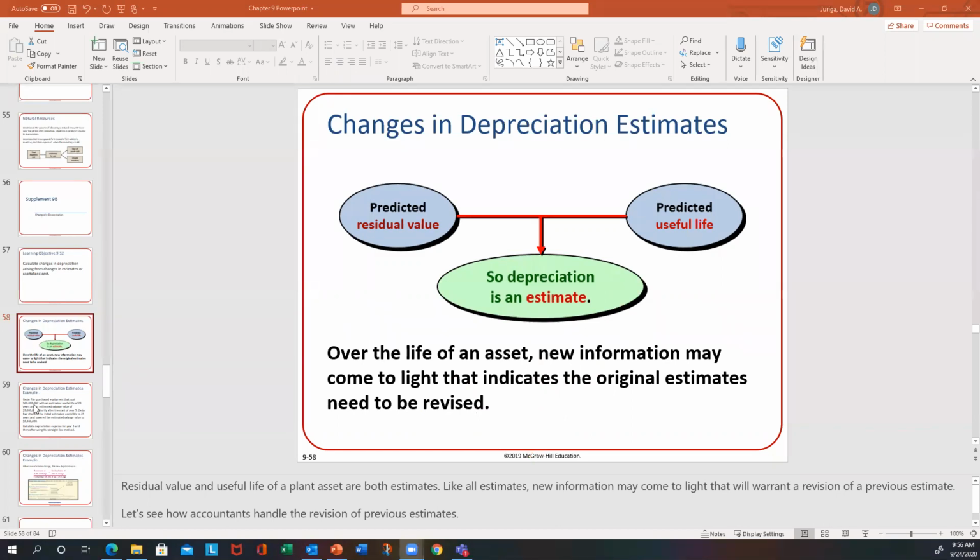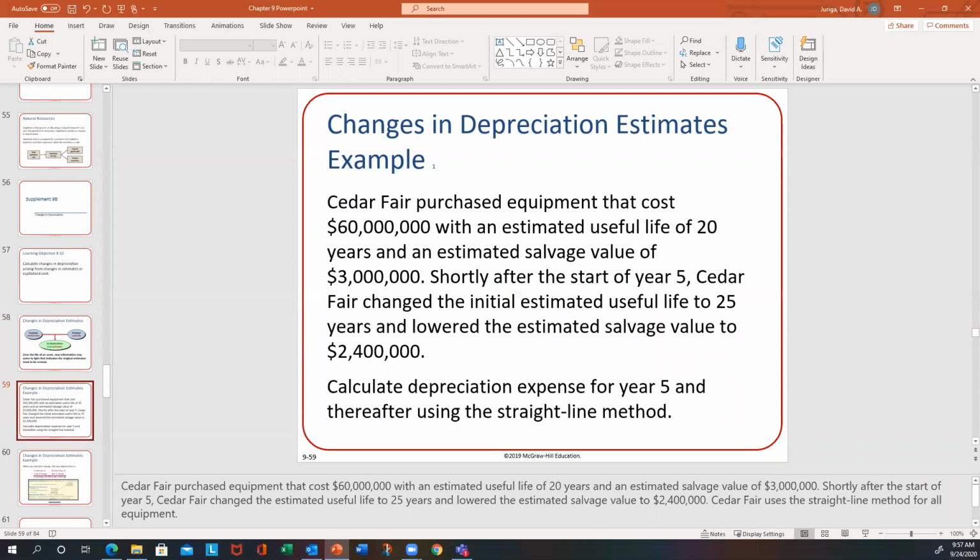So if you ever get something like that, like in this example, where Cedar Fair purchased some equipment that cost $60 million, with an estimated life of 20 years and an estimated salvage value of 3. And then after the start of the 5th year, they changed this estimate to be 25 years and lowered the estimated salvage value. So something came up where they figured the life is actually a little bit different than what they initially estimated. They want you to calculate the depreciation expense for year 5 and thereafter. How would that work using the straight line method?